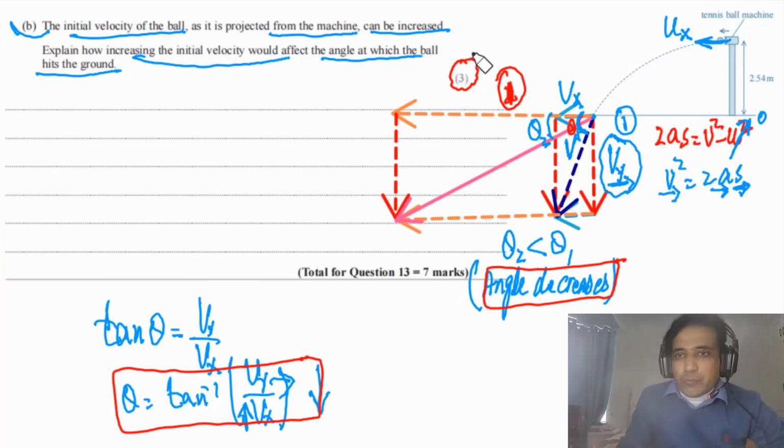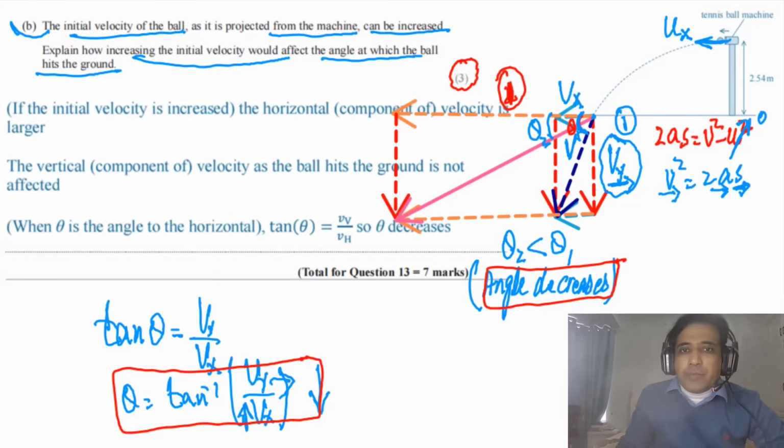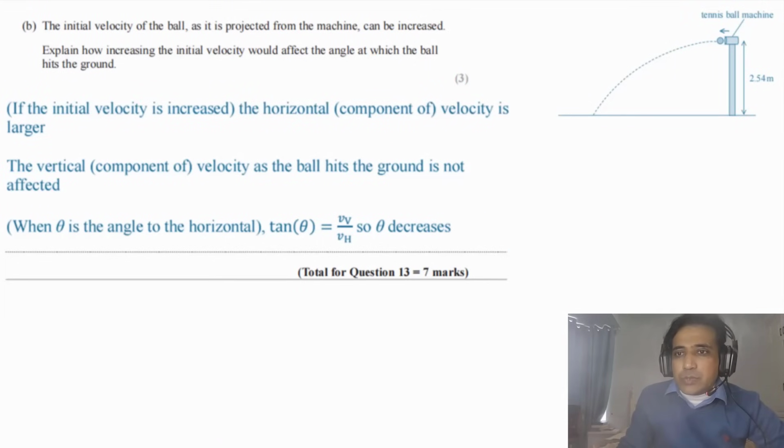Now let me show you the final answer, how you can write down your final answer. In your final answer, you can mention these points. So I will clear this ink so you can see the final answer. In the final answer, we can talk about these points.